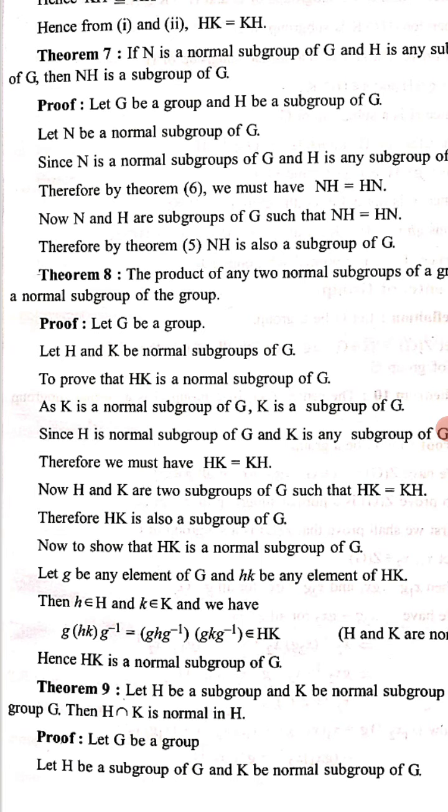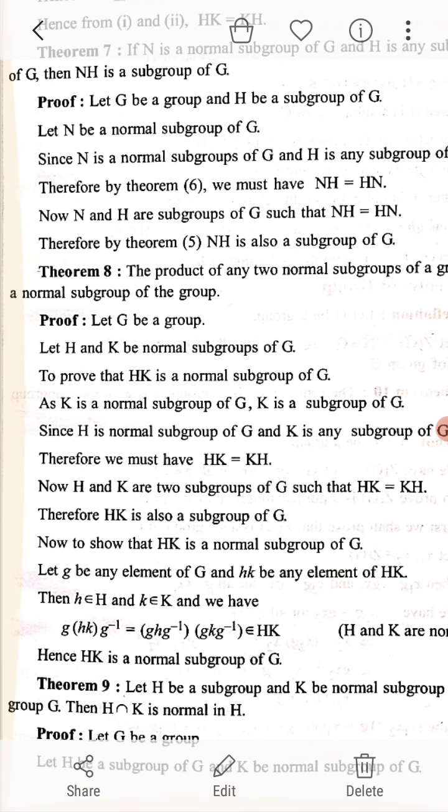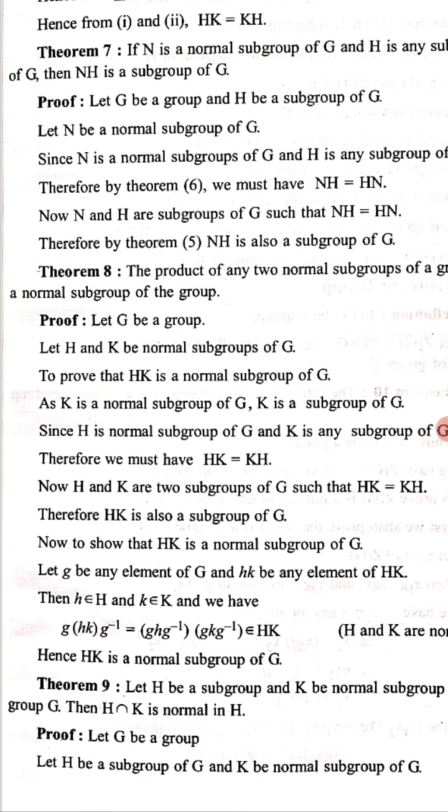Now to show that HK is a normal subgroup of G, let g be any element of G and hk be any element of HK. Then h belongs to H and k belongs to K, and we have g hk g inverse is equal to g h g inverse into g k g inverse belongs to HK, because H and K are normal. Hence HK is a normal subgroup of G.